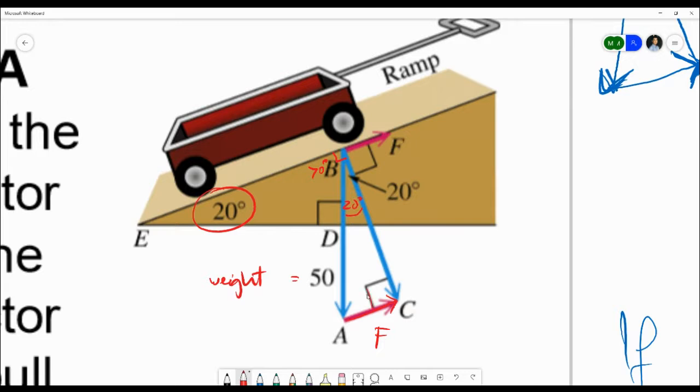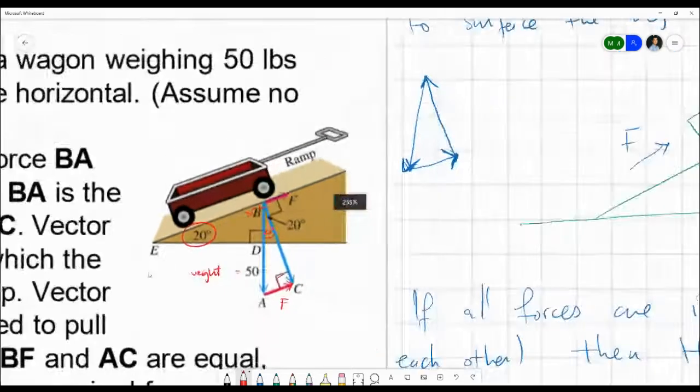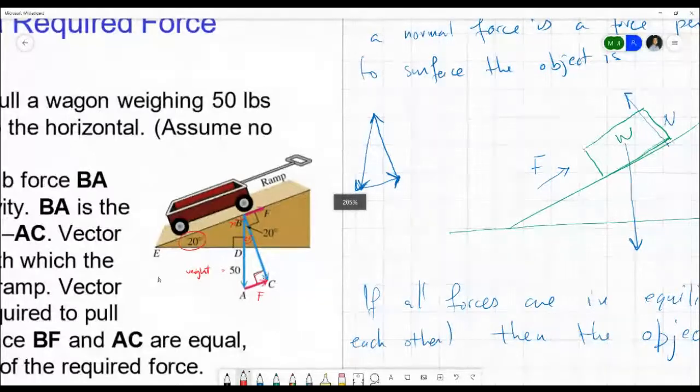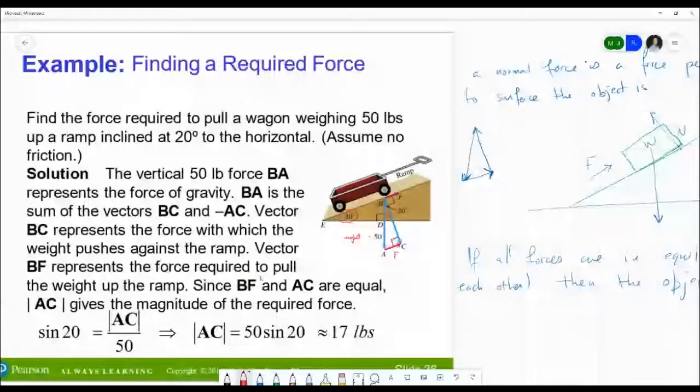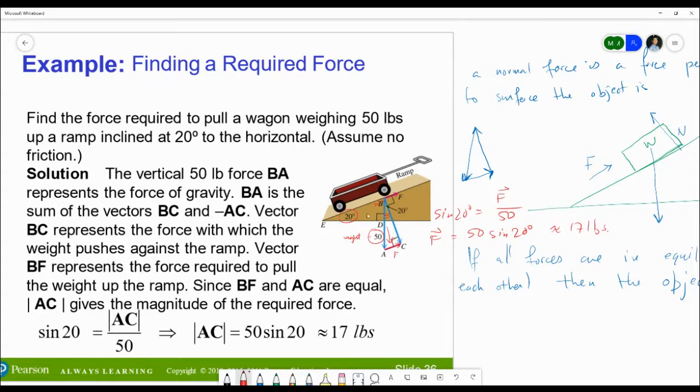Well, we can find that easily because we have a right triangle. So we can just use the Pythagorean theorem or SOHCAHTOA in order to solve this. Here we use sine, because sine of 20 is opposite, which is the force, over hypotenuse, which is the weight. So the force that we need is 50 times sine of 20 degrees, or about 17 pounds. That should not be a surprise, because the wagon is 50 pounds, but you only need to apply less than half in order to keep it from moving down.